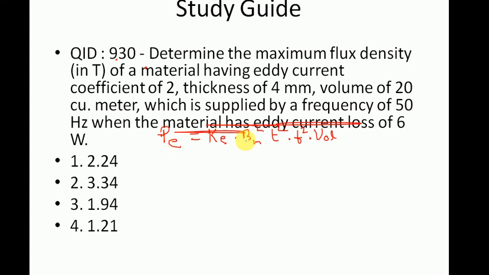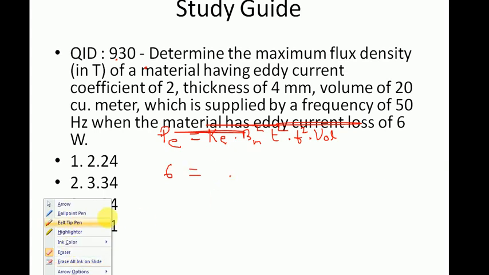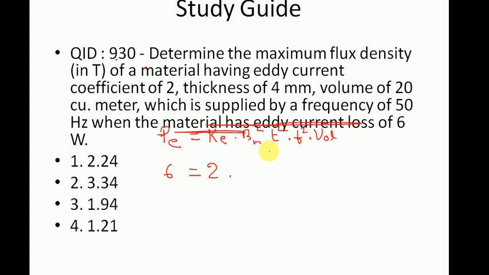So what is given: 6 is the eddy current loss, and the coefficient, that is 2, is already given in our question paper. What is Bm square? We don't know Bm square, we have to calculate it. T is the thickness, 4 mm, which means 4 into 10 to the power minus 3 meter. We have to convert all these things into meter. So square. Now frequency square, that is 50 square.